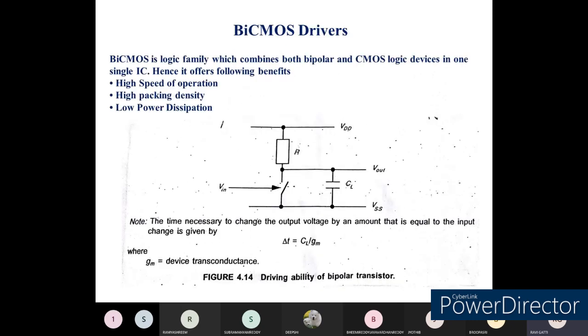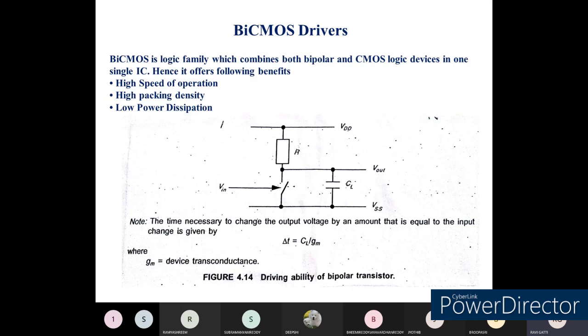Next, we are going to go for BiCMOS drivers. We know BiCMOS drivers, but how are they fabricated? Basically, BiCMOS drivers are nothing but an integration of both the bipolar junction transistor along with CMOS technology. It means BiCMOS has been fabricated with two combined methodologies: it holds the bipolar junction transistors, and it also holds the CMOS technology.